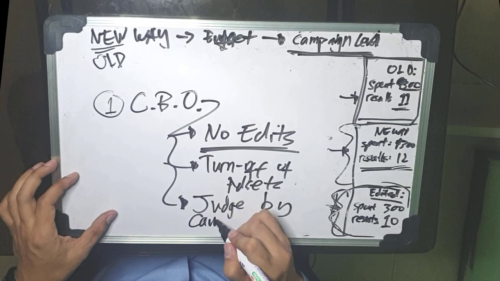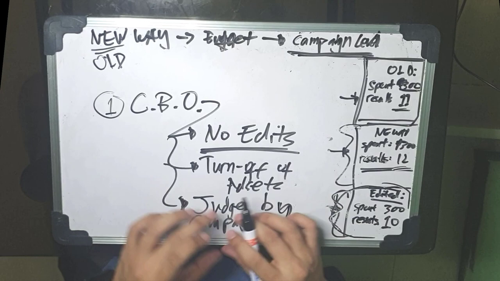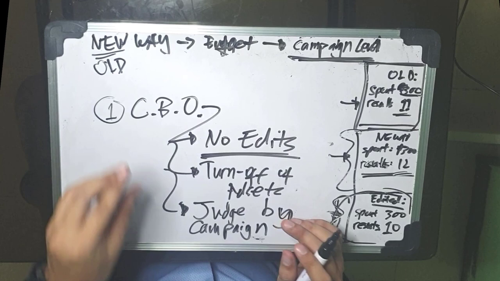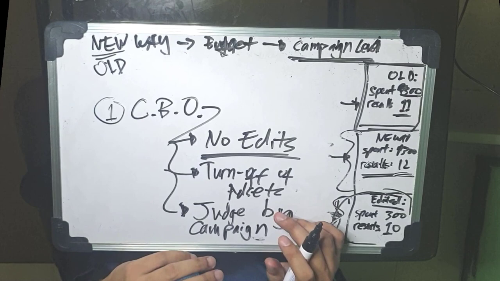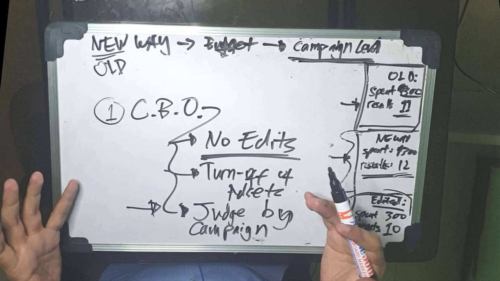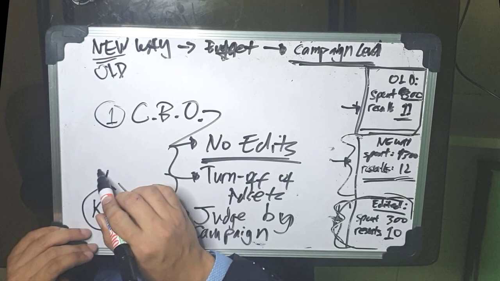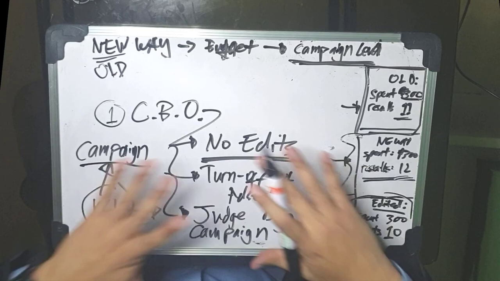Okay? So you are now going to judge by campaign. So if you're running a CBO, do not judge by the ad set that you see inside. Kung ano yung mga performance ng mga ad set sa loob, pabayaan mo na yun. That will not be your KPI. That will not be your benchmark. So, ang KPI mo na ngayon, you are going to look at the campaign level. Okay? So, I hope naintindihan nyo yung illustration natin dito on how campaign budget optimization works.